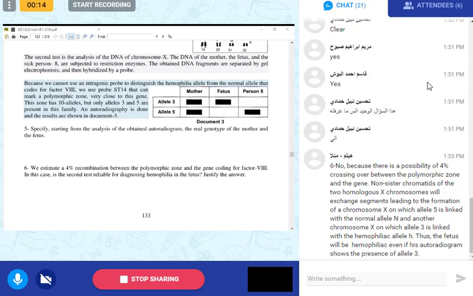Thus, the fetus will be hemophiliac even if his autoradiogram shows the presence of allele 3. So the fetus may be hemophiliac even if his autoradiogram shows the presence of allele 3. Okay, you see? Clear for the others? We need just to remember about recombination.